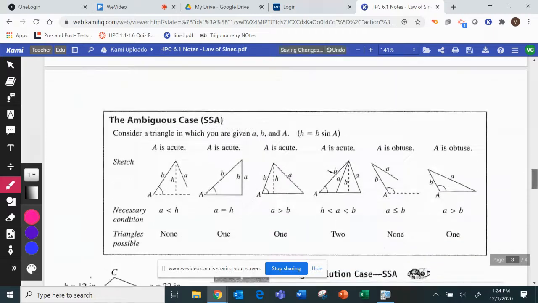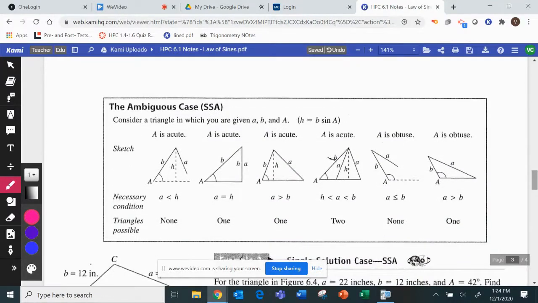All right. Now, this, I do not know if you covered in geometry or not. This is the ambiguous case. And remember in geometry, when you guys were proving, and they said, what happens if you get ASS? You can't use it to prove two triangles congruent. And that's because there's not enough information.